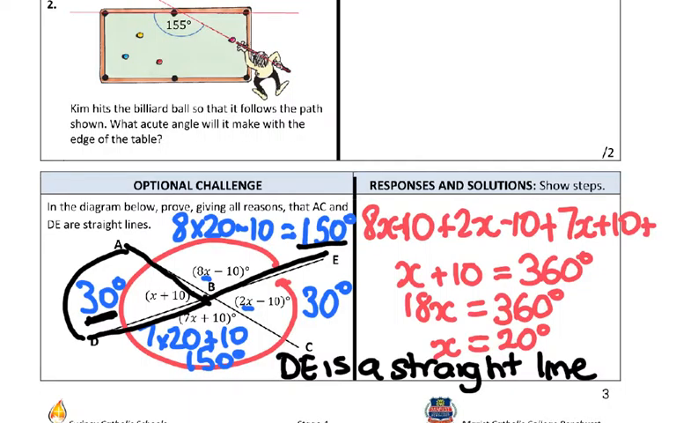You can do the similar proof for the other line, AC, and that's because in this case you would have this angle here of 150 plus this angle here of 30, and you would show that those two angles add up to 180 degrees as well, making AC a straight line.